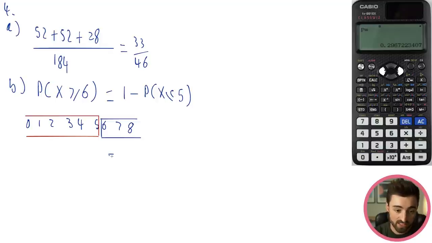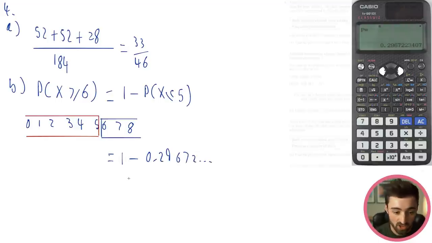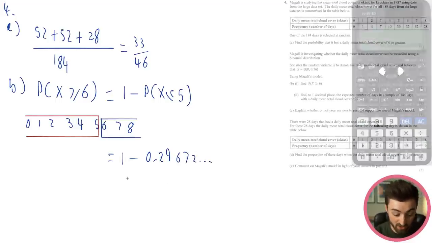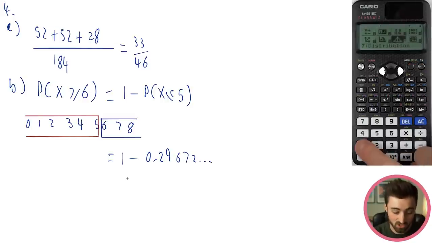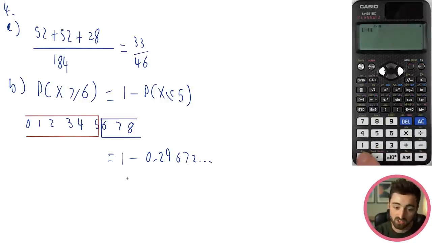So in this case, remember, I'm still going to need to do the 1 minus in a sec, but this is going to be 0.29672... So now all I need to do is go back to my normal mode in my calculator, and then I'm just going to do 1 minus 0.29672, and that's enough significant figures. And then this is going to be 0.70328, etc., but it wants it to one decimal.